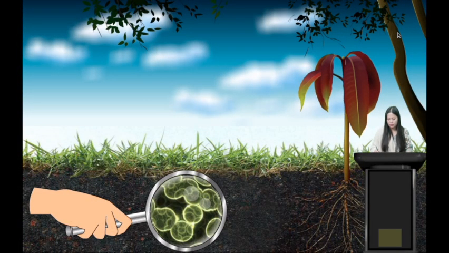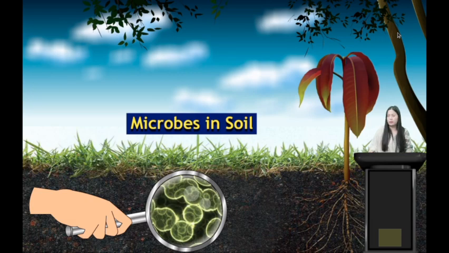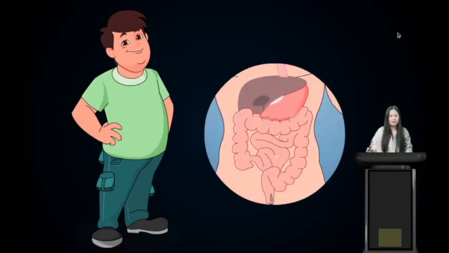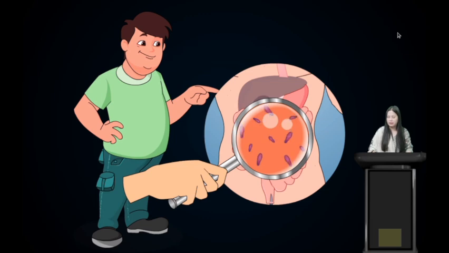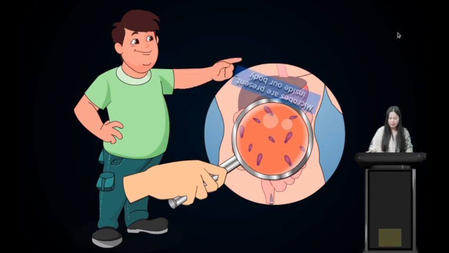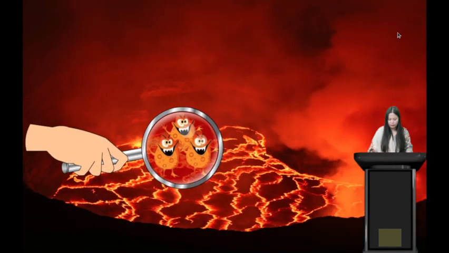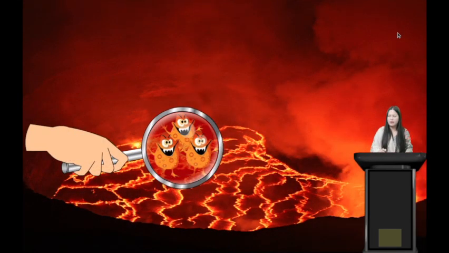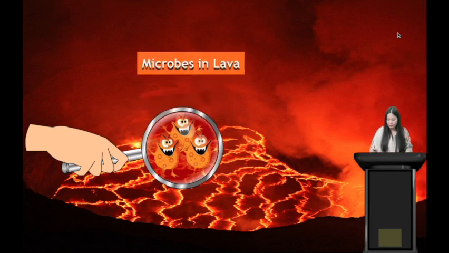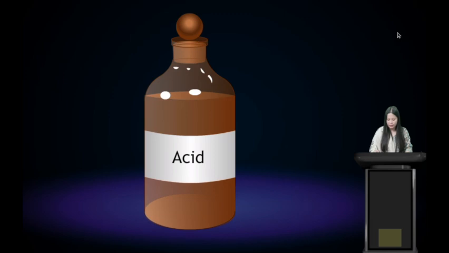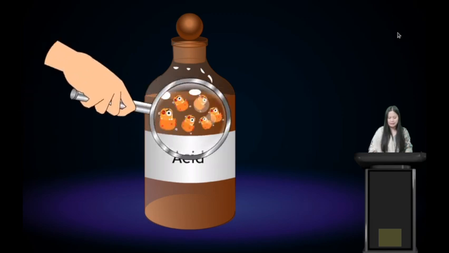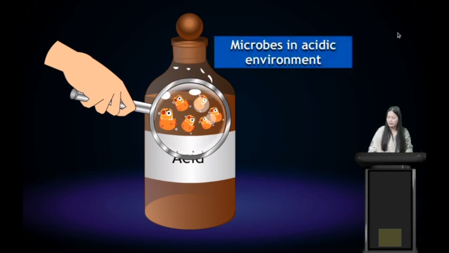Microbes can also be found in the soil. Microbes are also present inside our body. Microbes are also found in a hot environment, like lava. So microbes in lava. Then microbes are also found in acid. So we have microbes in an acidic environment.